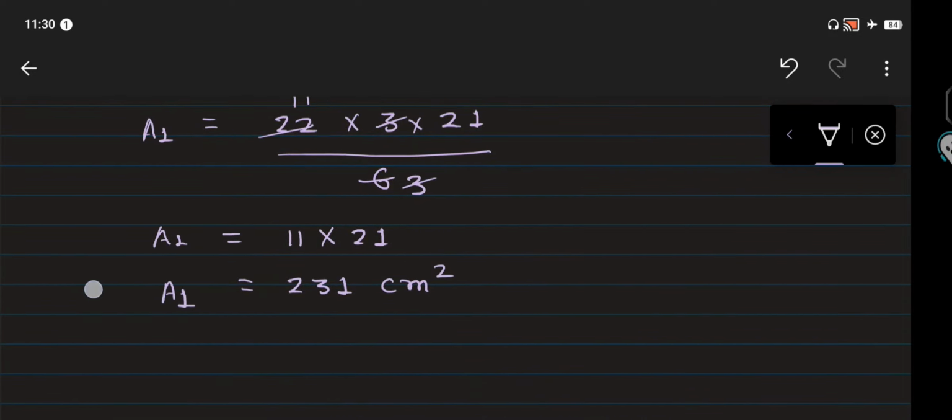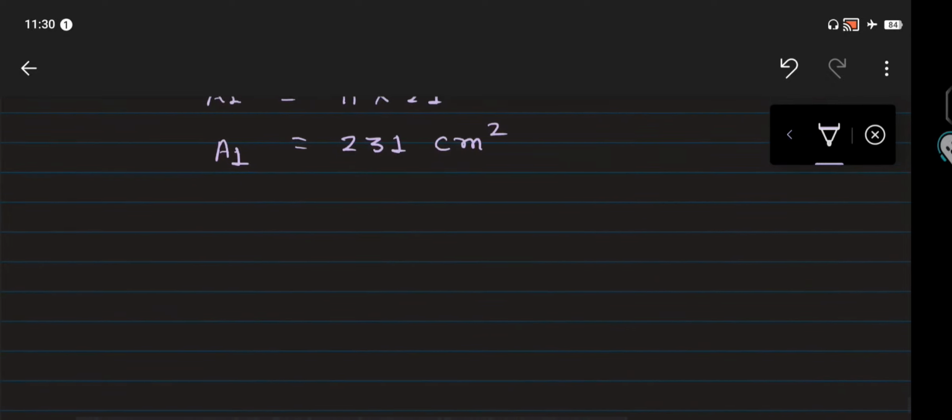Okay. Now we will calculate the area of the major sector. You can do it by two methods. First is by subtracting the area of the minor sector from the whole area of the circle, and another is by finding the central angle of the major sector and then applying the formula. I'm telling here the first one.